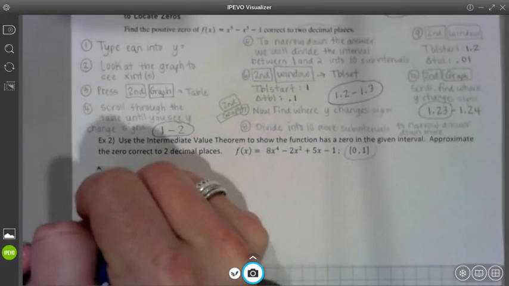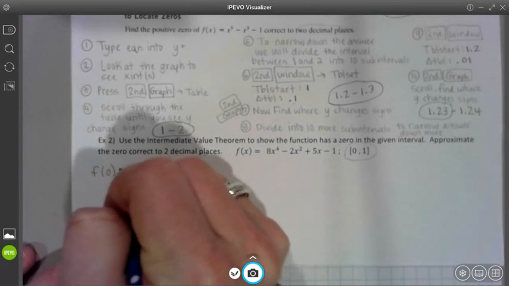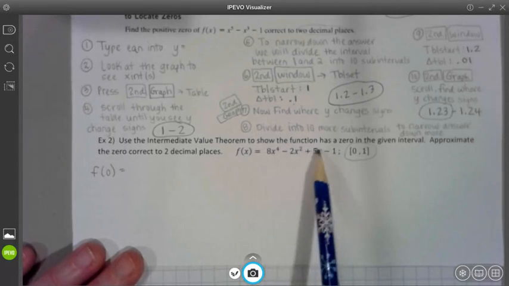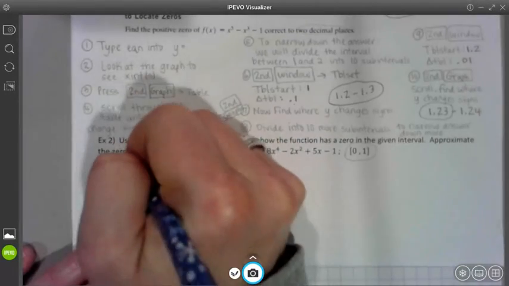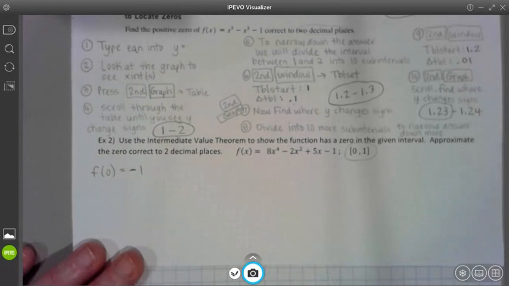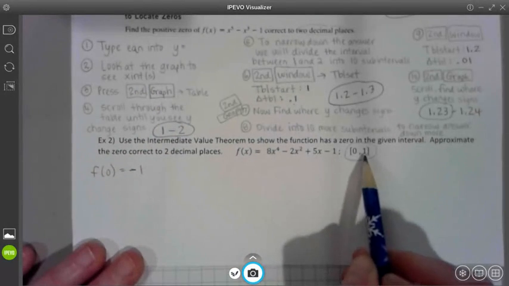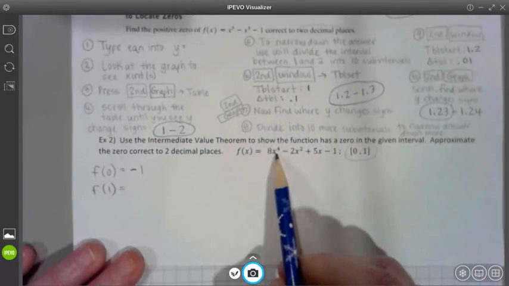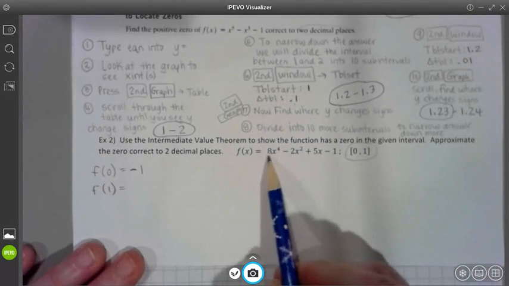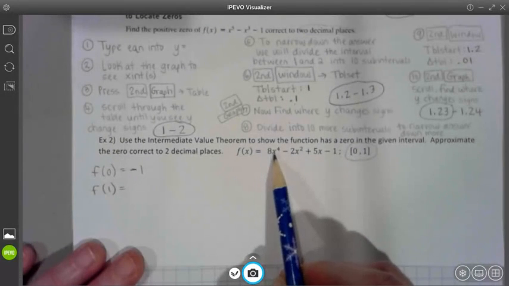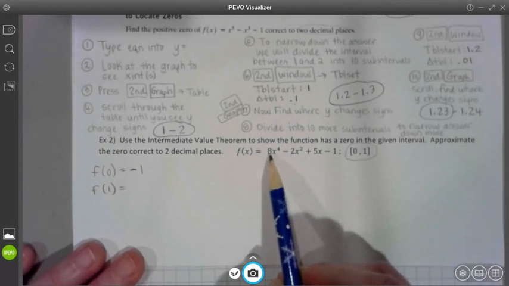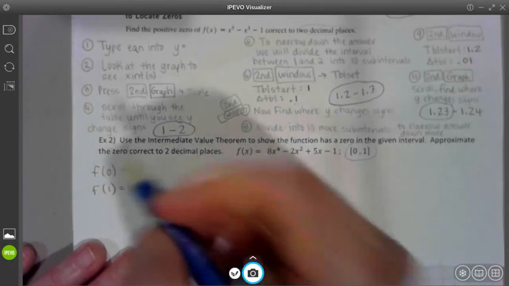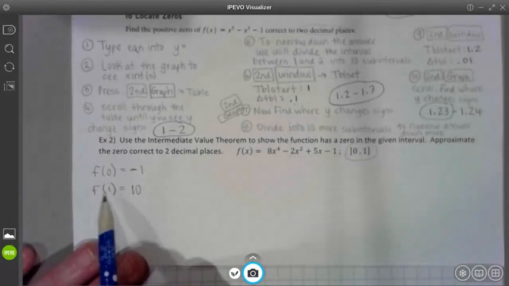So using the intermediate value theorem, if I found f of 0, if I plugged 0 in for all of these x's, well, it would be 0, 0, 0, negative 1. Negative 1 would come out. So when 0 gets plugged in, a negative number comes out. When 1 goes in, right? 1 to the 4th is 1, 1 squared is 1, so all the numbers will stay the same. 8 times 1, negative 2 times 1, 5 times 1. So it'll be 8 minus 2 is 6, 6 plus 5 is 11, 11 minus 1 is 10. So when 1 goes in, a 10 comes out.